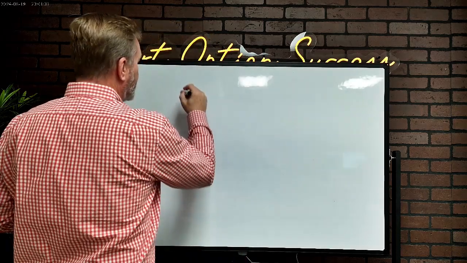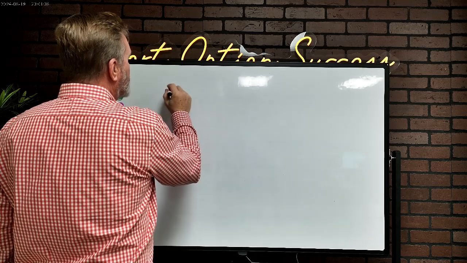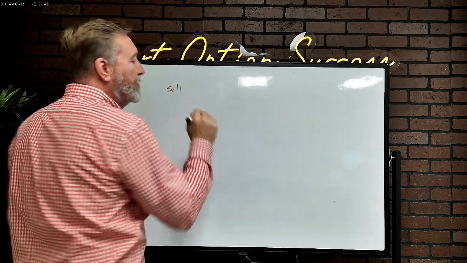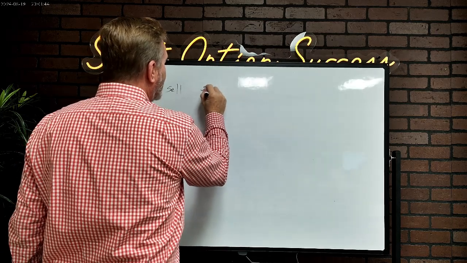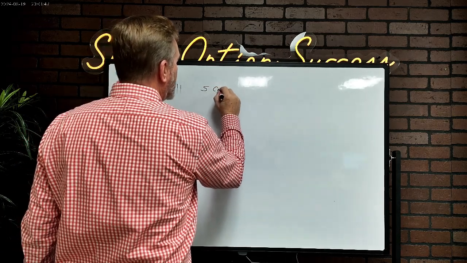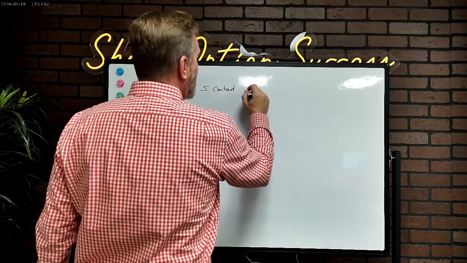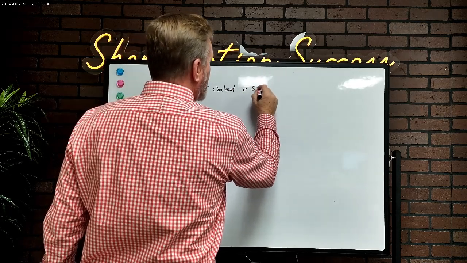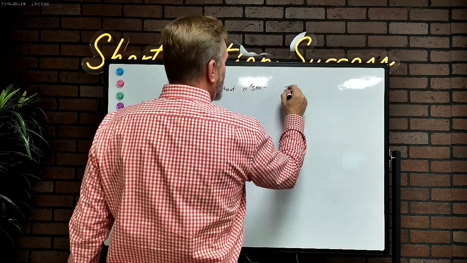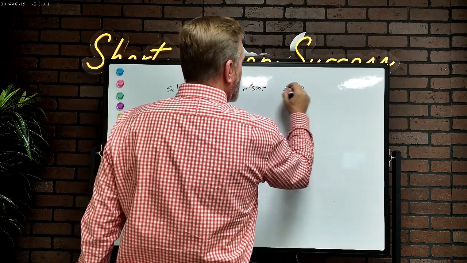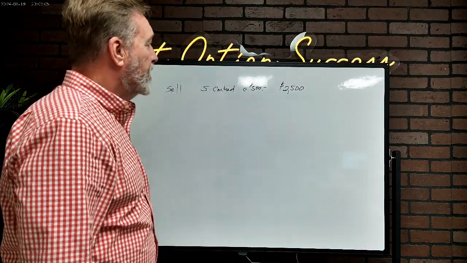So let's just say that what we do is we sell. Well, let me give you two examples. The first one is I'm going to sell 5 contracts, and they're worth $500 each. And so that gives me a total of $2,500 deposited into my account. Okay, if I was to do that.